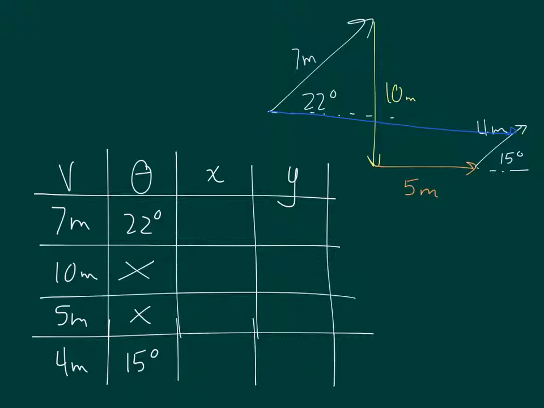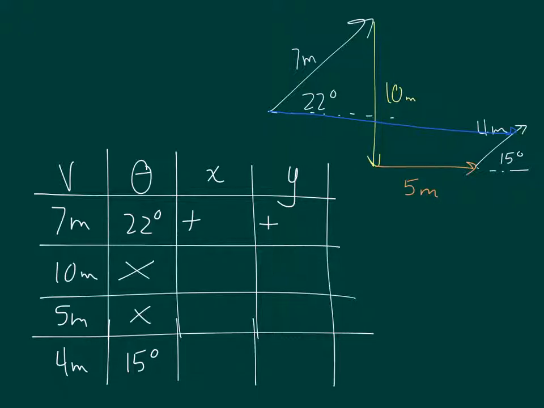Now, look at the first vector. 7 meters moves to the right and it moves up. Everybody agree with me? It moves to the right and it moves up. So both x and y are positive for that one. It moves to the right, which is positive x, and it moves up, which is positive y.